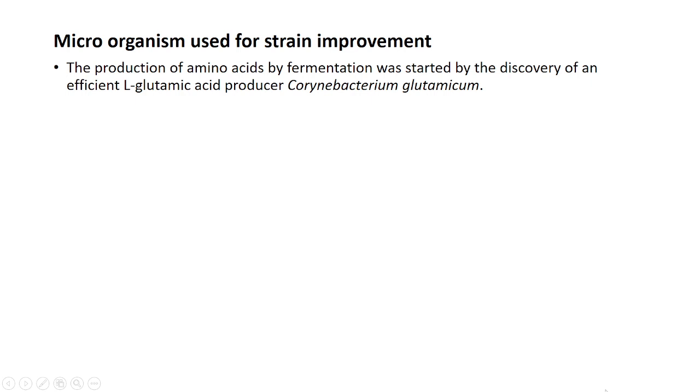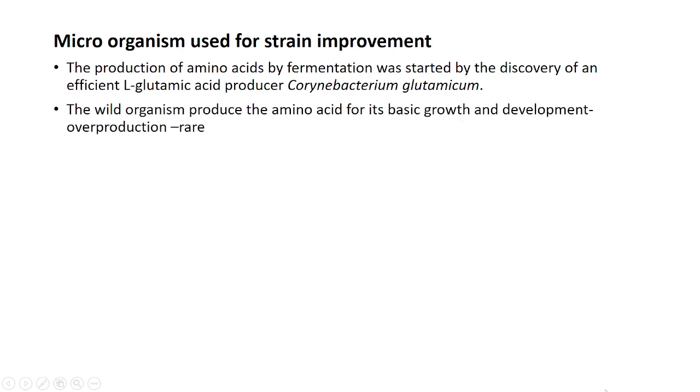Now, looking at the microorganism used and the strain improvement of these microorganisms. The very first microorganism showing promising amino acid production is Corynebacterium. This was the first discovered microorganism, Corynebacterium glutamicum. And later on, different other microorganisms were also used, which was further used for the fermentation process by which amino acids are produced. But these wild organisms, whichever is isolated from nature, they produce the amino acids which are needed for their growth, their cell wall synthesis, etc. So the overproduction which we are looking for is very, very rare in the wild species.